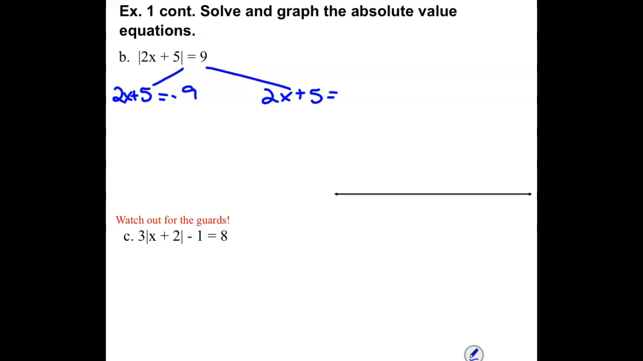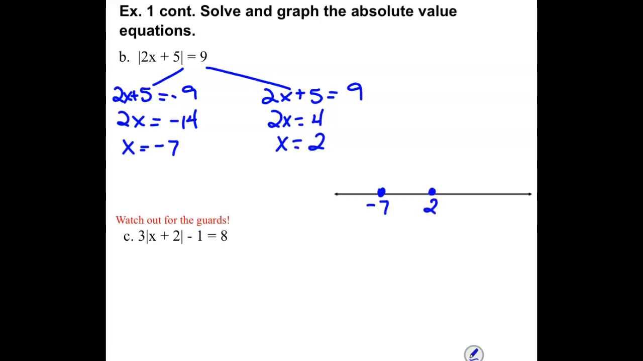Good. All right. Subtracting 5. And divided by 2. Same thing on the other one. If we subtract 5 and divide. So we are saying that x could be -7 or x could be +2.